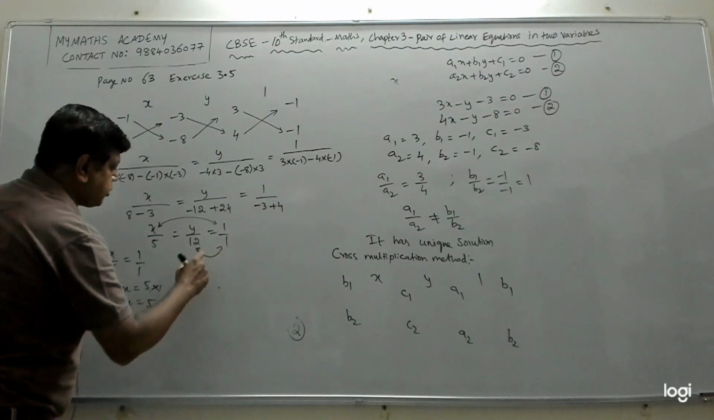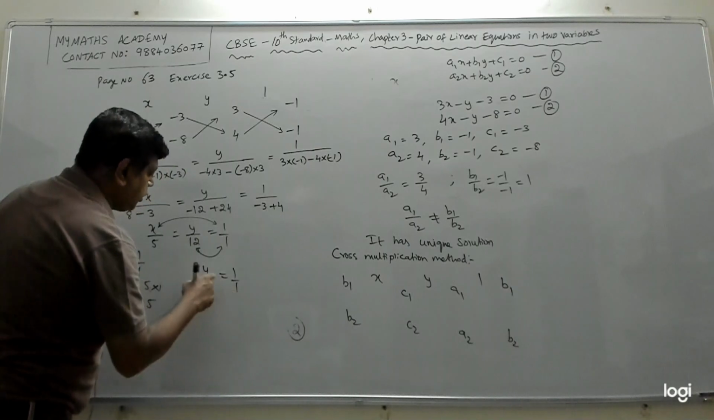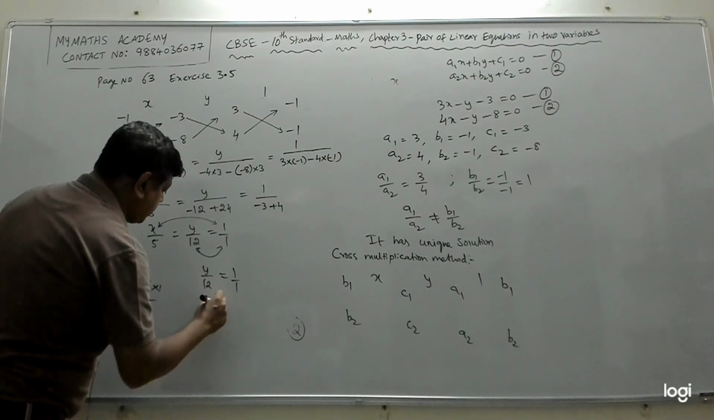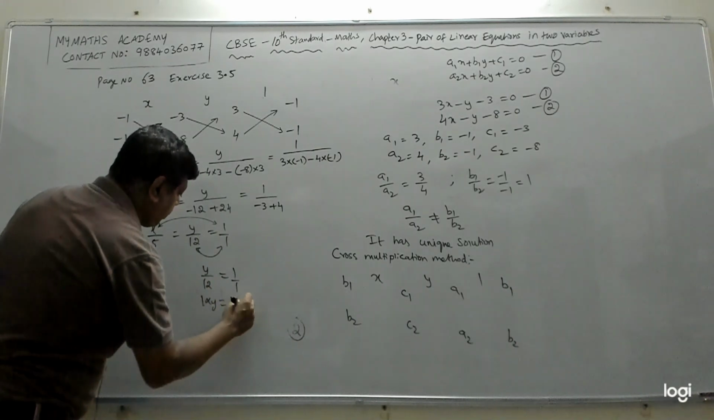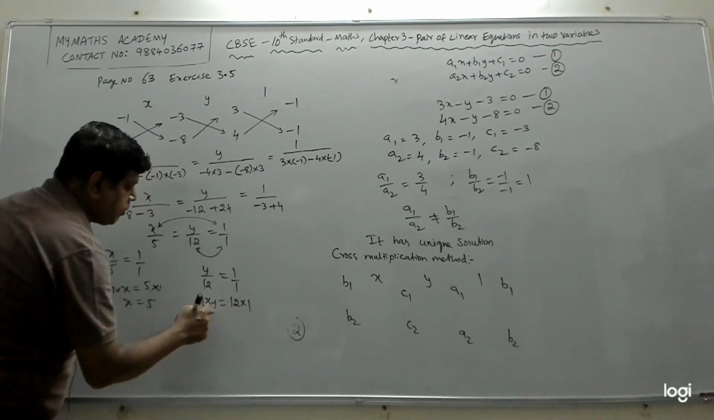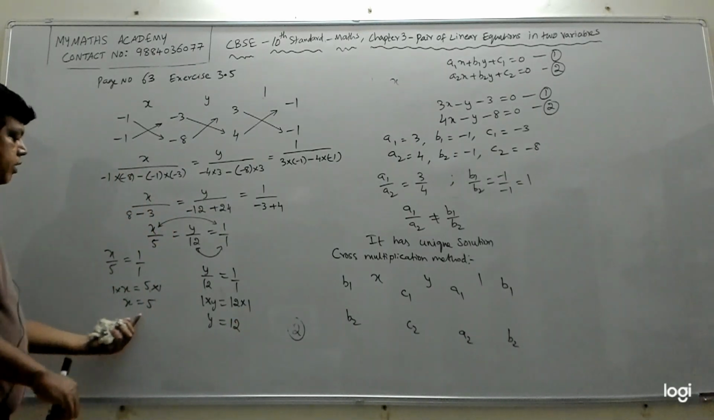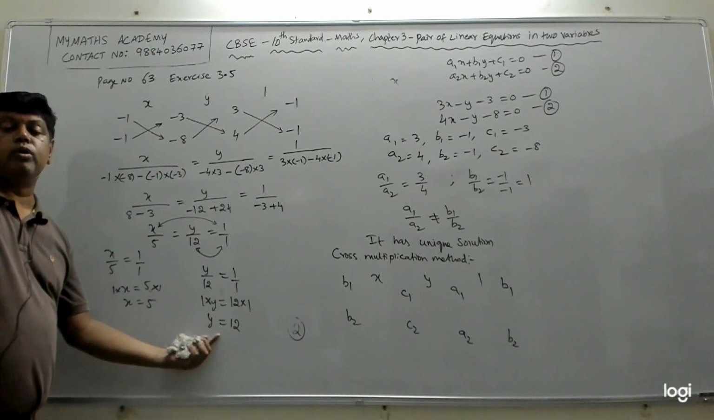Now similarly take these two. y by 12 equal to 1 by 1. So 1 into y equal to 12 into 1. Fine. 1 multiplied by y, so y equal to 12. So what we have got? We got x is equal to 5 and y is equal to 12.